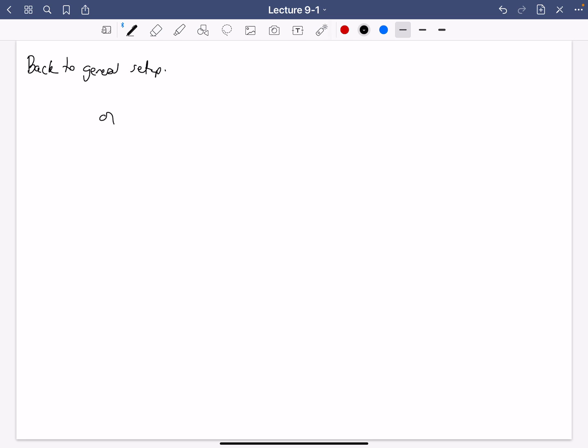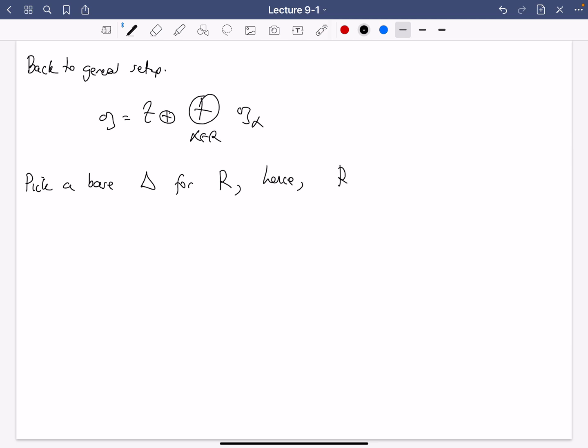Okay, so I'm back to our general Cartan decomposition. Let's now pick a base, delta, for the root system R. Hence you get this decomposition of R as a disjoint union of positive and negative roots. So I'm going to use all the standard notation we always use. The base is going to be alpha 1 through alpha L. L here is the rank.